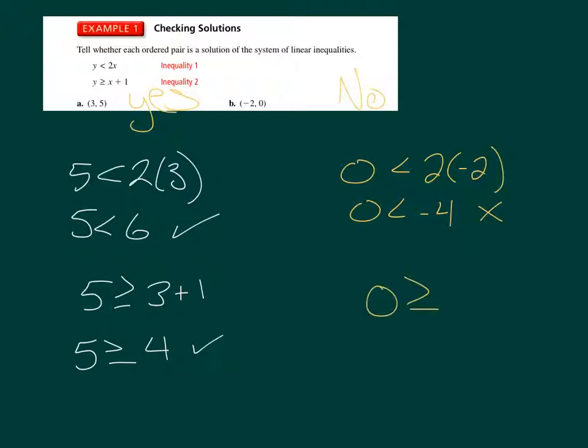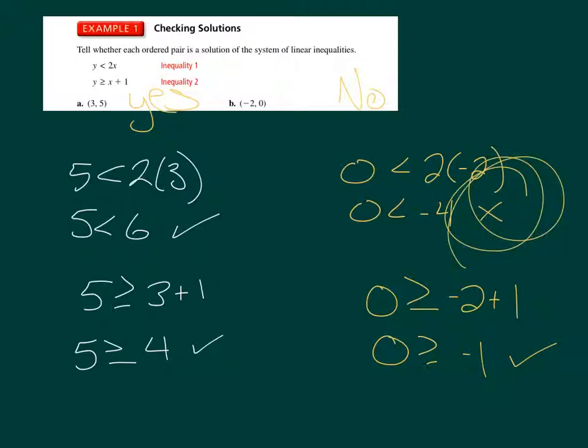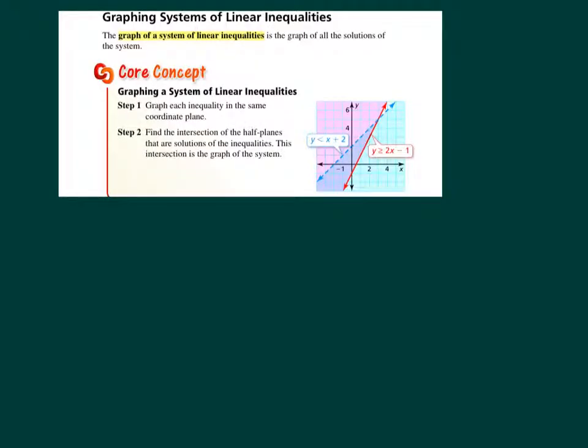0 is greater than or equal to -2 plus 1. And we get 0 is greater than or equal to -1. This one is true, but again, because the first one wasn't true, we have no for the answer to the system. So again, graphing systems of linear inequalities, like I said before, it's just going to be multiple lines.